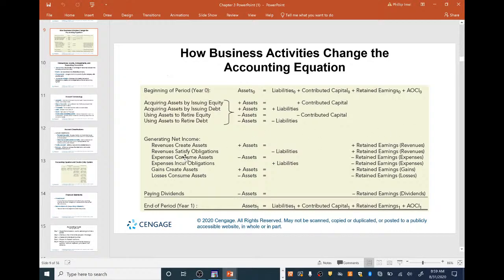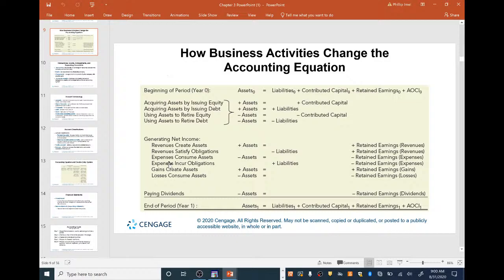What about revenues satisfying obligations? Okay, if revenues are satisfying obligations, then obviously obligations being satisfied means liabilities are going to be reduced. And if revenues are satisfying obligations, then retained earnings are going to be increased because revenues are increasing, right? Because remember, net income closes to retained earnings. Revenues increases retained earnings. If revenues increases net income, if net income increases, retained earnings increase. That's why we're seeing the result right here.